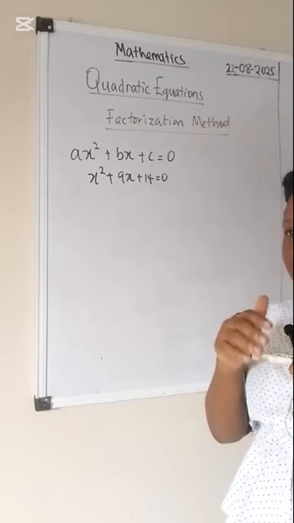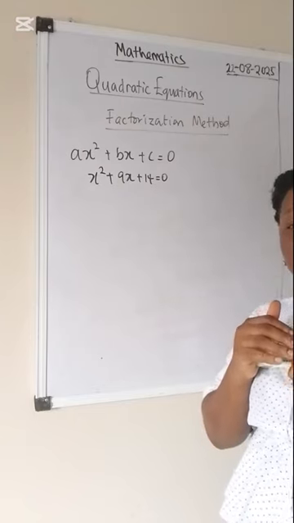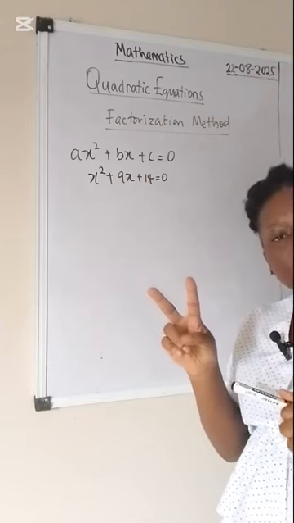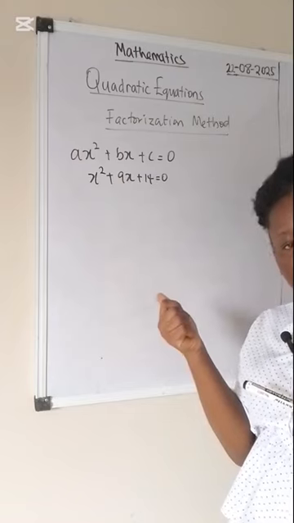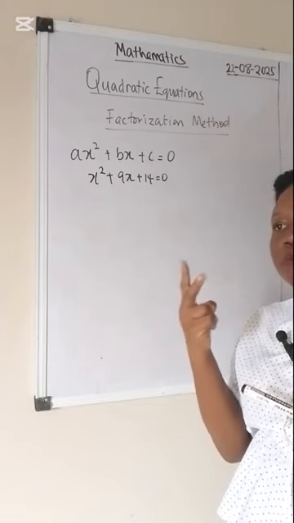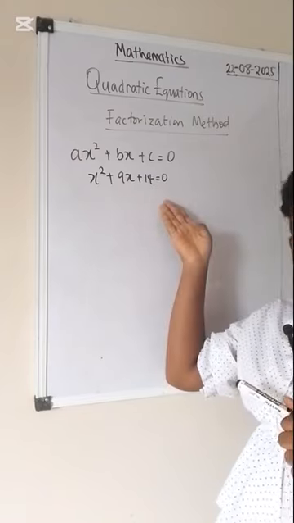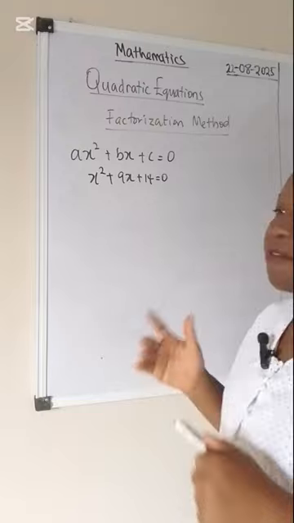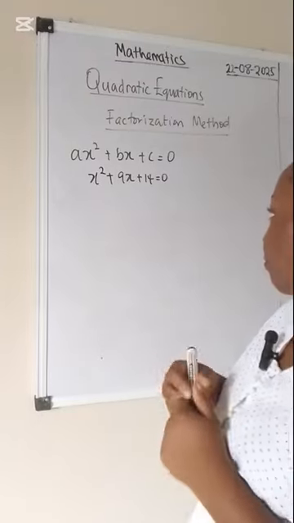When we are solving a quadratic equation, we are looking for the roots of the equation, and because it's a quadratic equation, we're expected to find two roots. That is, what are the two values of x that will satisfy this equation? That's what we're looking for. So let's go ahead and solve.